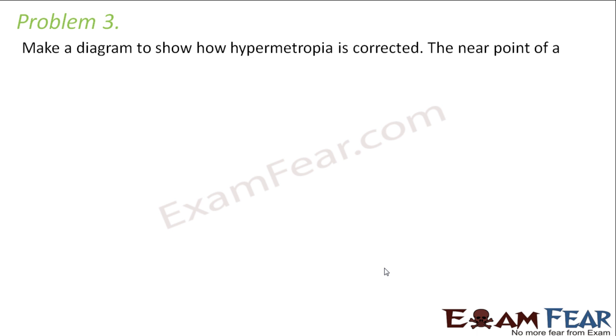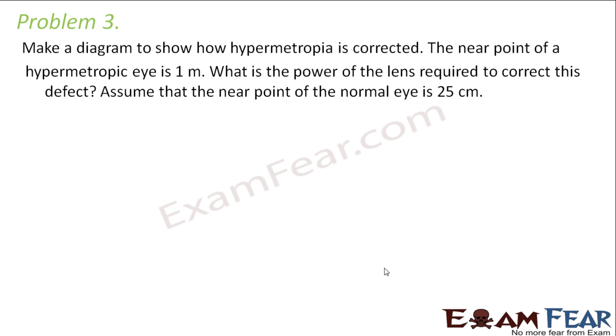Let us look at problem 3. It says, make a diagram to show how hypermetropia is corrected. The near point of a hypermetropic eye is 1 meter. What is the power of the lens required to correct this defect? Assume that the near point of the normal eye is 25 centimeters.